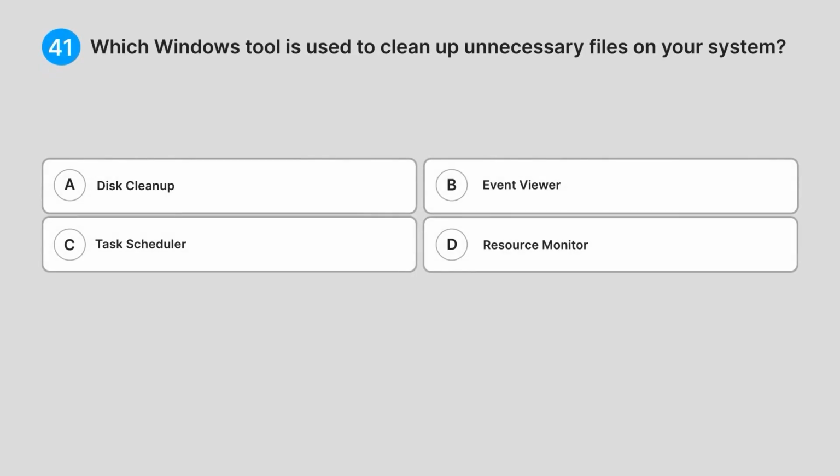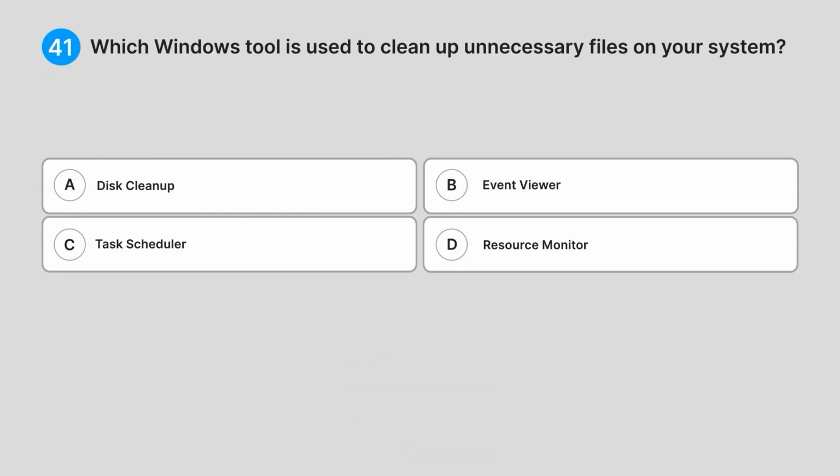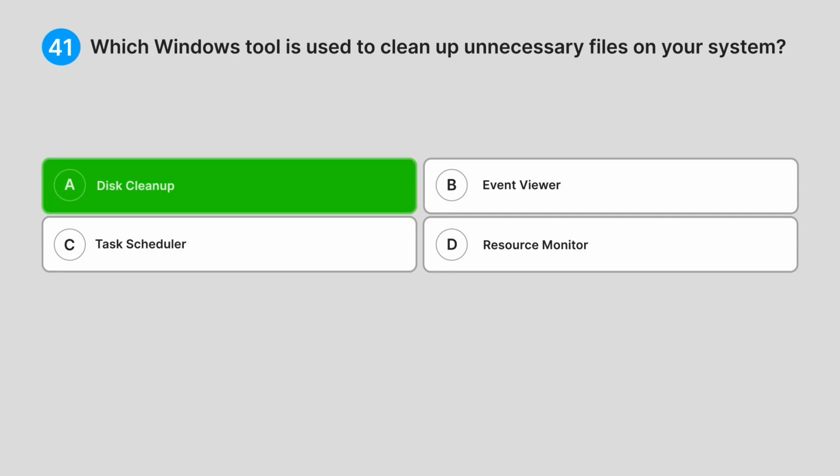41. Which Windows tool is used to clean up unnecessary files on your system? A. Disk Cleanup. B. Event Viewer. C. Task Scheduler. D. Resource Monitor. What do you think is the answer? Correct answer, A. Disk Cleanup.